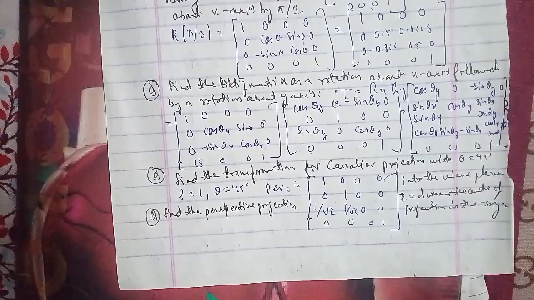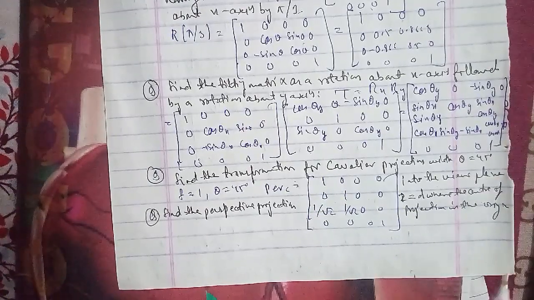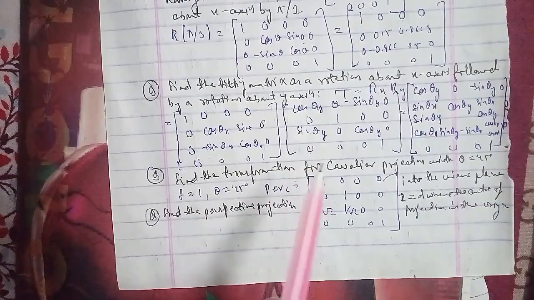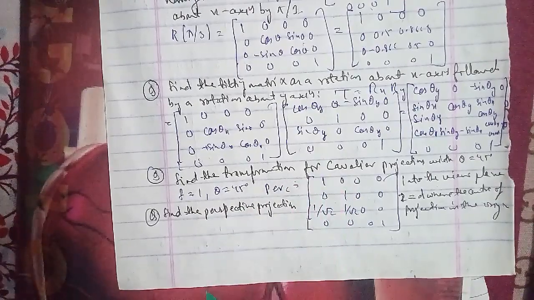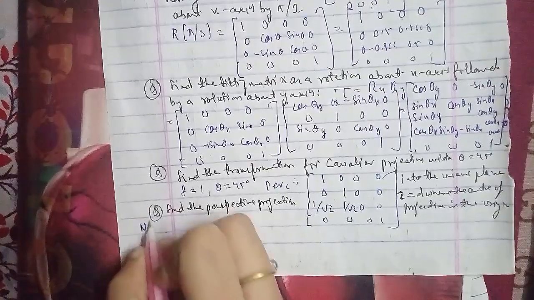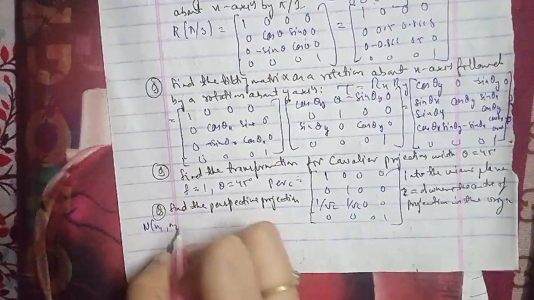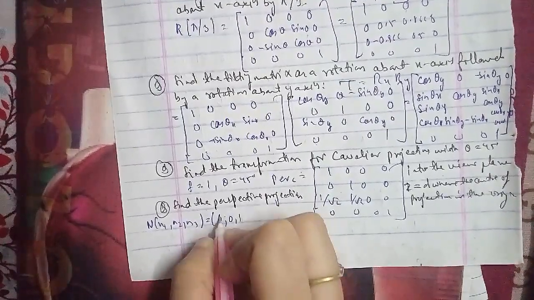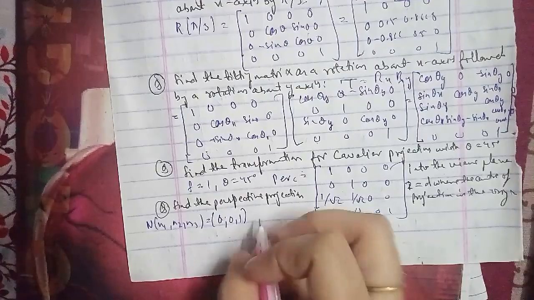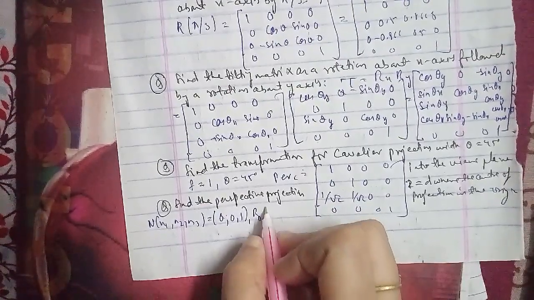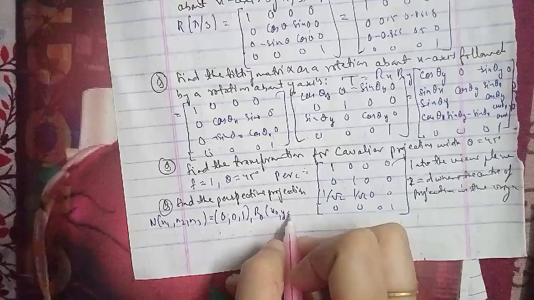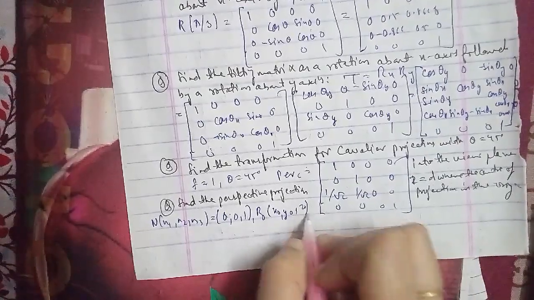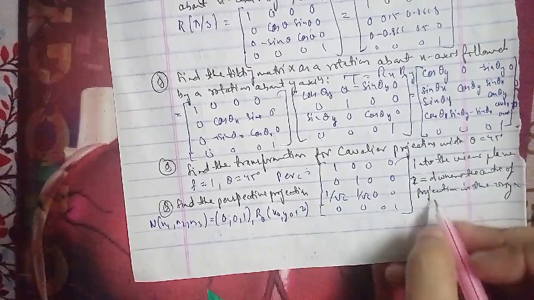So d naught equals n1 x naught plus n2 y naught plus n3 z naught, which equals 0 times 0 plus 0 times 0 plus 1 times d, and that equals d here. So that is the projection matrix we have, k comma r, that equals d 0 0 0, 0 d 0 0, 0 0 d 1, 0 0 1 0.